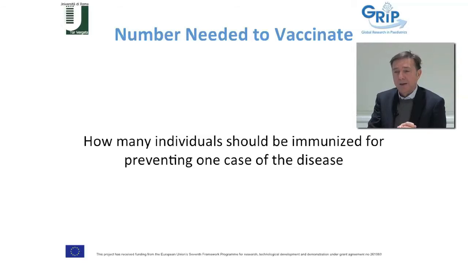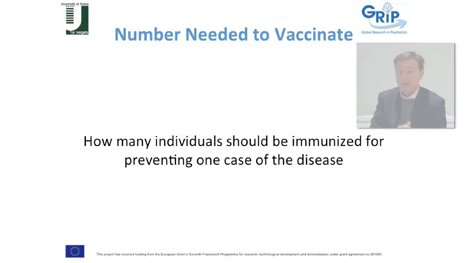One additional thing that can be used for measuring the impact of vaccines is the number needed to vaccinate. This is a measure that depends not only on the efficacy of a vaccine, but also on the incidence, on the frequency of the disease we want to prevent. So the number needed for preventing one case of meningococcal meningitis, for example, will be much higher than the number of individuals to be vaccinated for preventing one case of influenza, which is much more frequent.